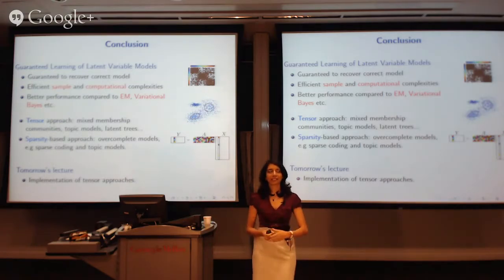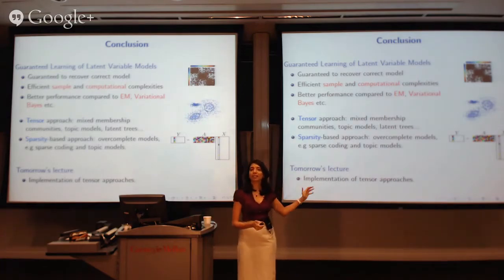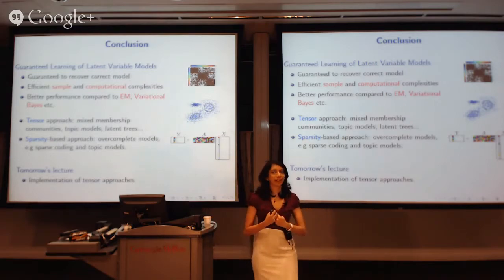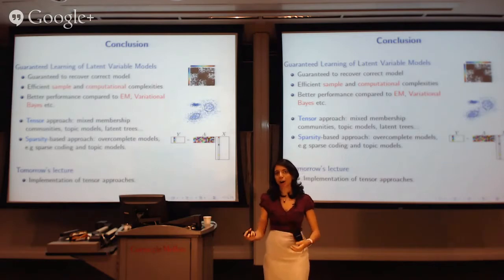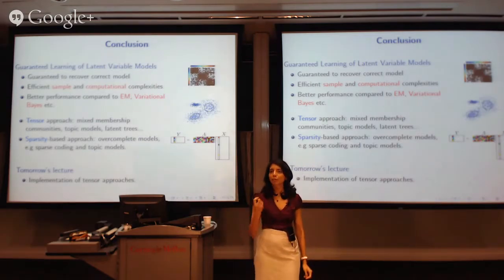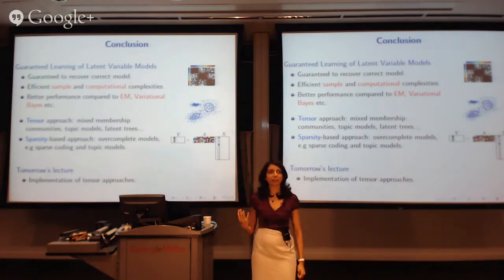All right. And tomorrow I'll be talking about the precise implementation details, like what are the issues we run into when in practice we have to scale up these methods. How does the performance compare to EM or variational Bayes? What are the different kinds of data we can look at?